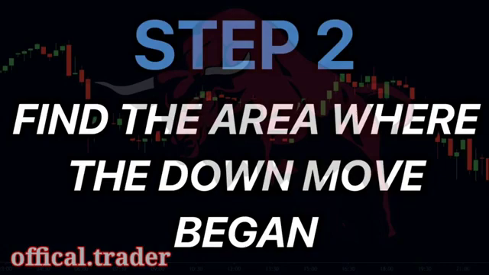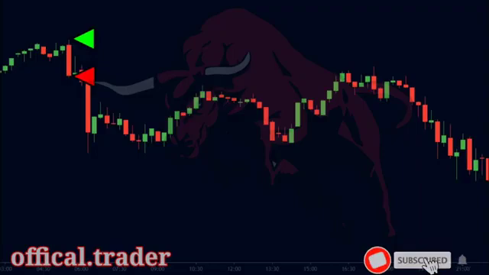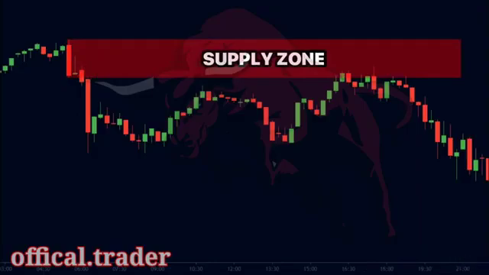The second step is to find the area where the down move began. In our case, we see that the move started from this candle. Hence, we can mark the high and the low of this particular candle, and the area between them will become the supply zone. Therefore, when the price comes back into this area, it finds strong supply, and it immediately reverses to form a strong down move.